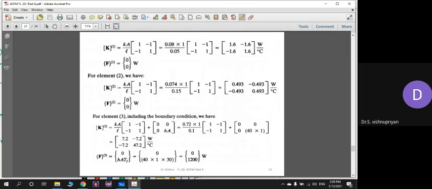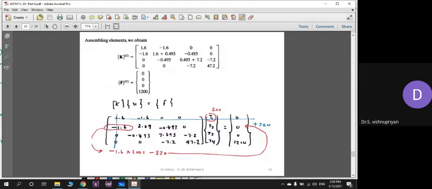Now that we have the individual K matrices and individual force vectors, or load vectors, we can, as usual, assemble the matrix. This is a global matrix. Again, this is very simple to understand because you just keep adding element by element. And this is the load vector. Writing K u equals F, we get this matrix. This is K, u is T1, T2, T3, T4 because we have 4 nodes, equals F.